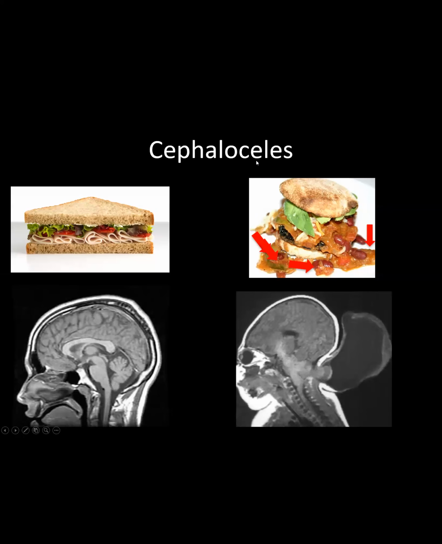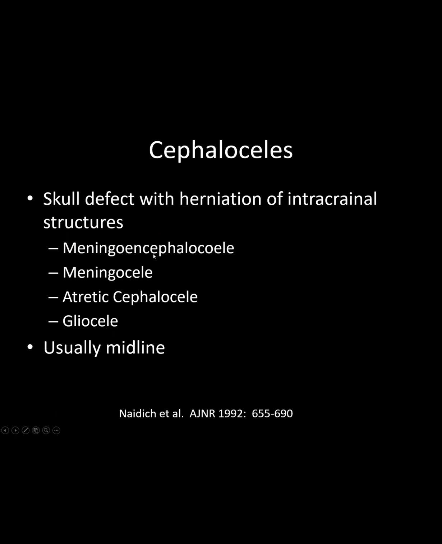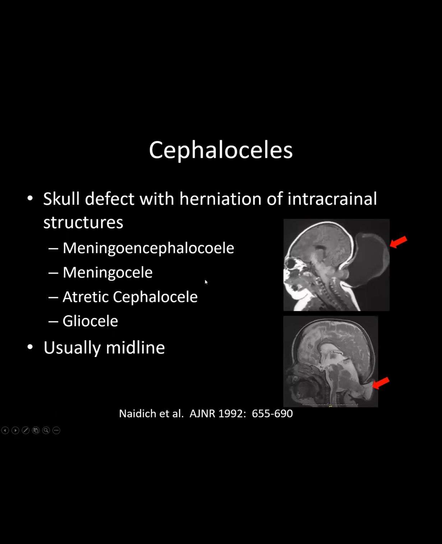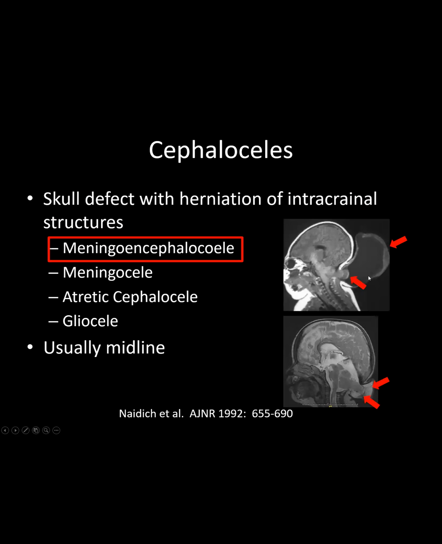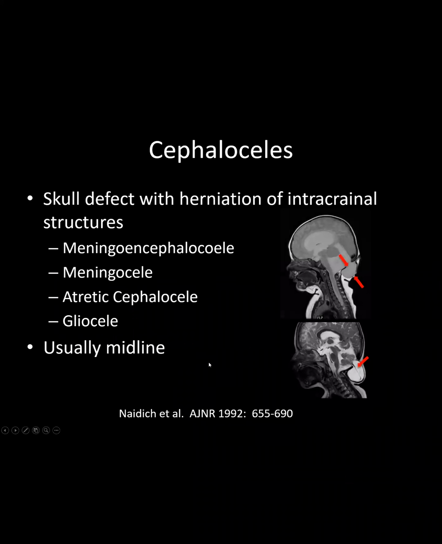So you name cephaloceles based on which part of the brain, or brain ingredient, is coming out. If it's just CSF and dura, it's a meningocele. If it's brain parenchyma too, then it's going to be an encephalocele. I'm just going to go through this quickly. These are some examples from cases I showed you already. If it's brain parenchyma plus CSF and dura, it's a meningoencephalocele. If it's just CSF and dura only, that's a meningocele, which you see over here.